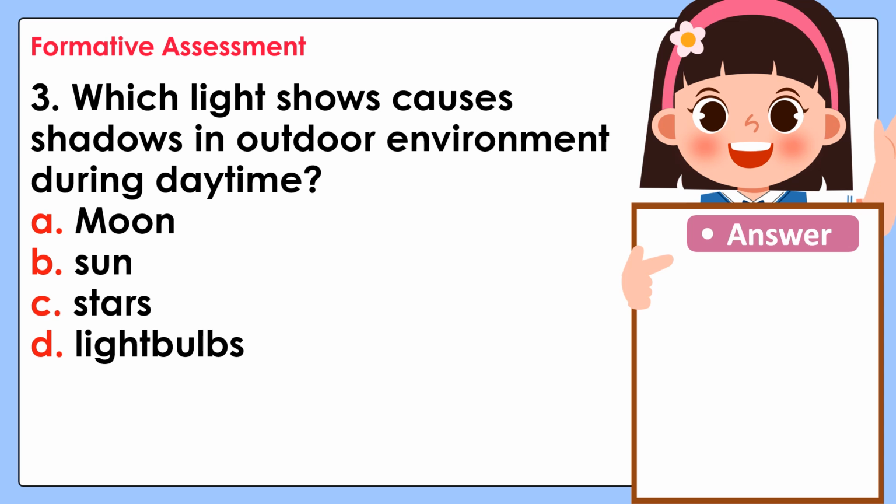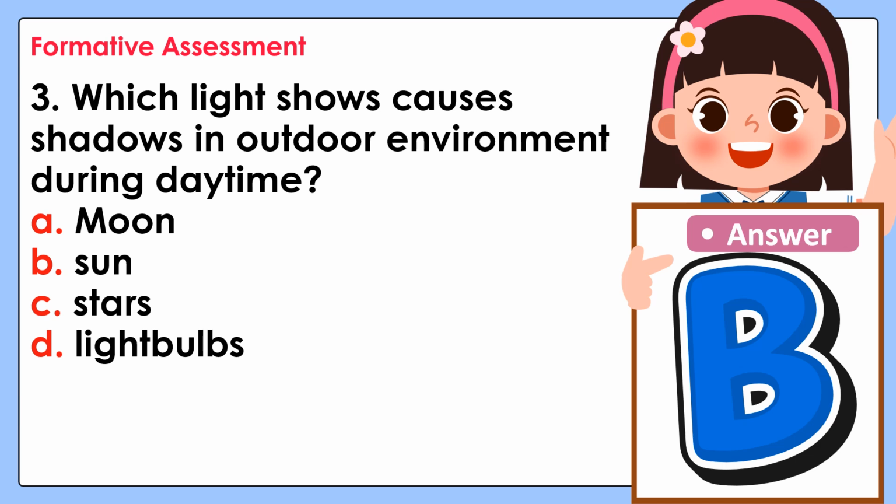Number 3, which light source causes shadows in outdoor environment during daytime? A. Moon, B. Sun, C. Stars, or D. Light bulbs? The answer is letter B. Sun.